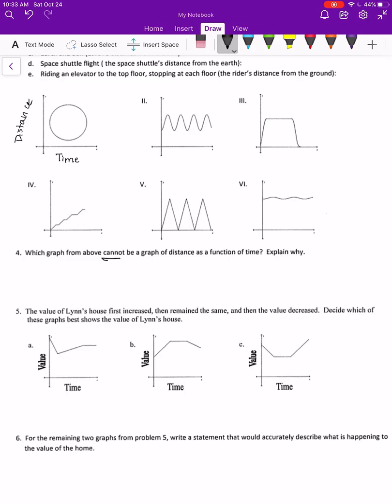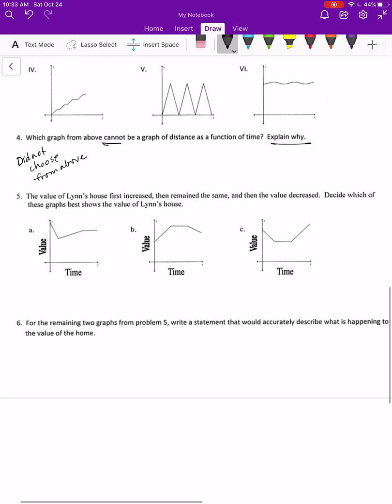Number 4 says, which graph above cannot be a graph of the distance as a function of time, and explain why. So the one that you do not choose from above goes here. And when you did not choose it, I want you to explain why it didn't work with one of the situations.